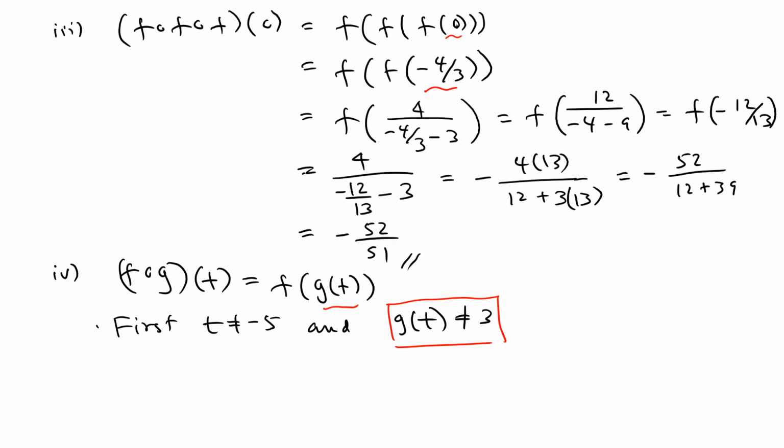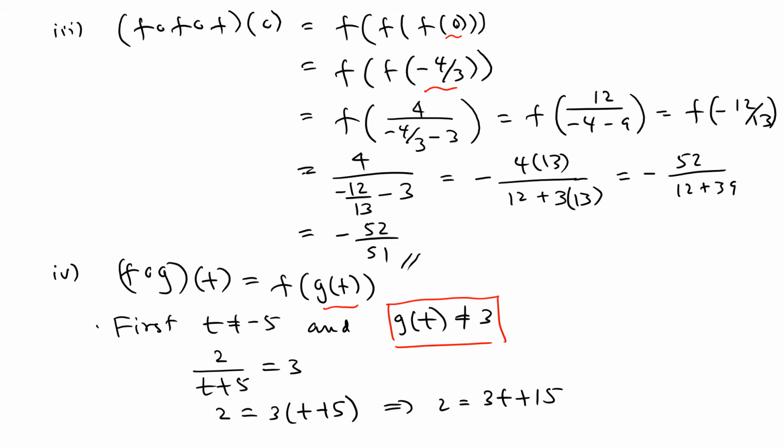So we set the g of t function, which is 2 over t plus 5, equal to 3, to find what value is going to give you that, and then we remove that value. So we cross multiply: 2 equals 3 times t plus 5. This says 2 equals 3t plus 15, and this is very easy to solve. You bring 15 to the other side and it becomes negative 13. So t is negative 13 divided by 3. From that value g of t becomes 3, which means we have to remove this value.